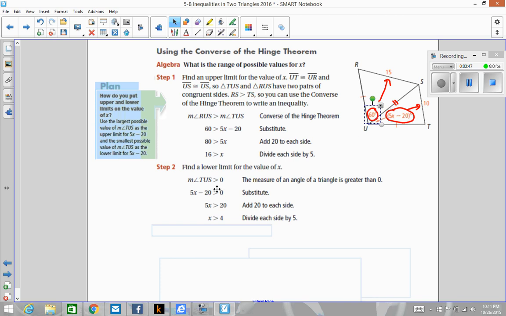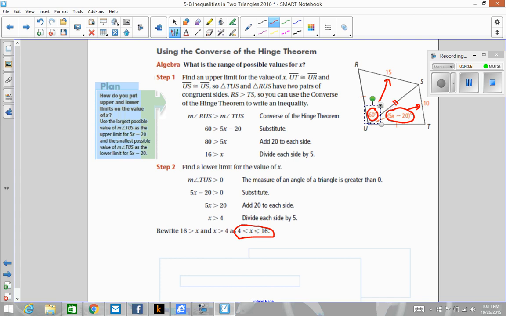And so 5x minus 20 is greater than 0. Add 20 to both sides. Divide by 5, and x has to be greater than 4. So x has to be greater than 4, but x has to be less than 16. So we get this inequality: x is greater than 4, but less than 16. So you'll want to write your answers just like this.